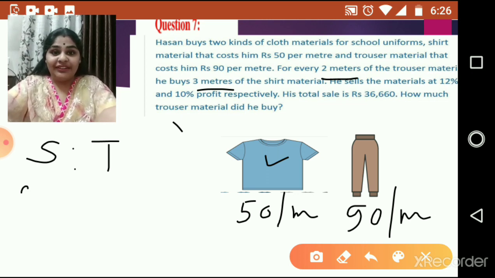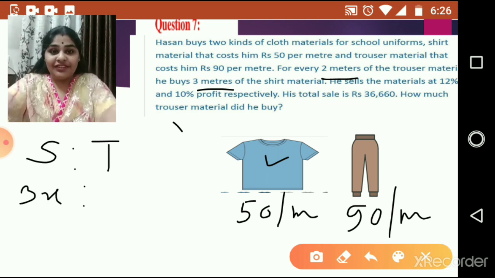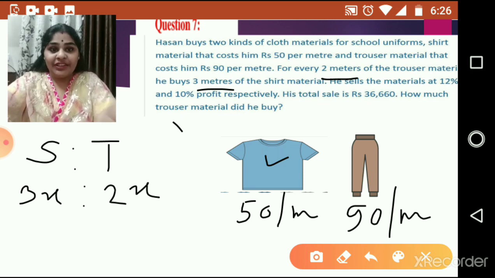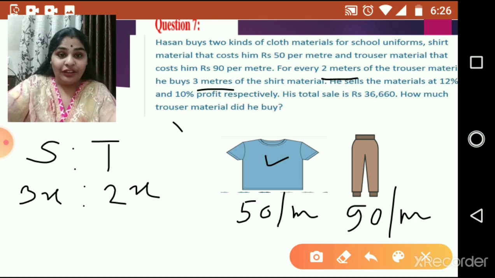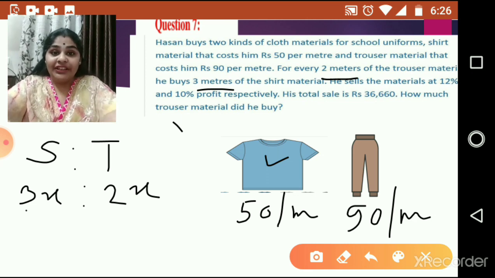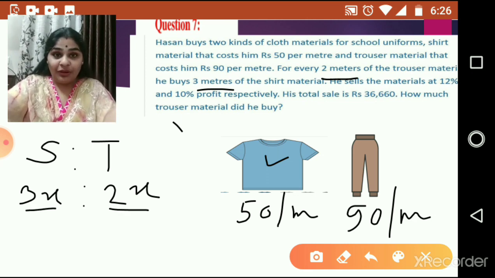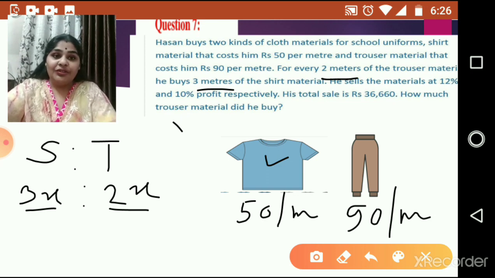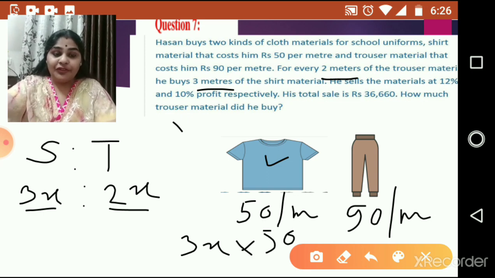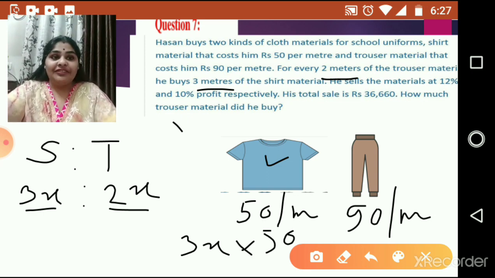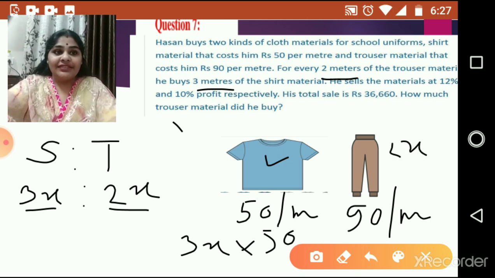So should I write here 3x is to 2x will be my ratio for shirt material to the trouser material. So now here the ratio is given. Can I find the total cost? That is, total cost for shirt will be now 3x into cost of per meter, that is 50, and for trouser it will be 2x into 90.